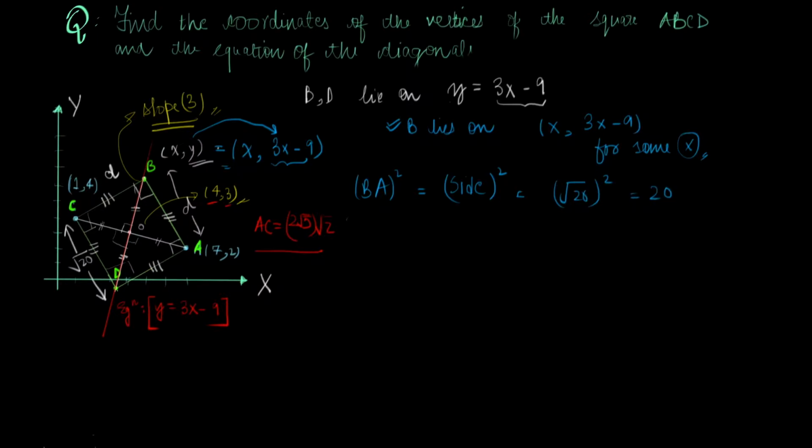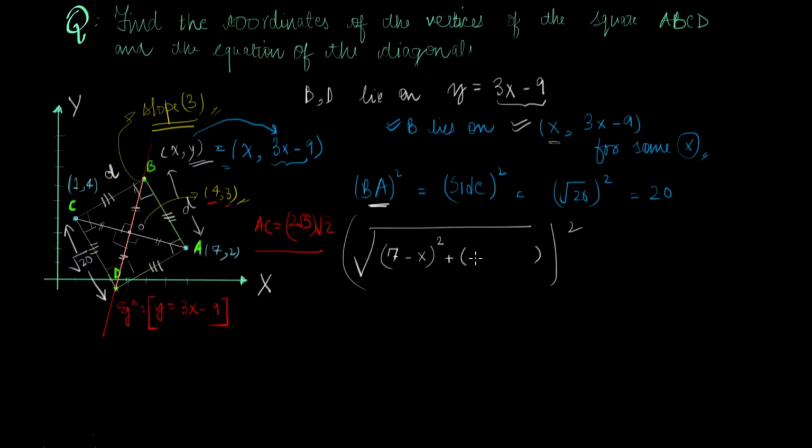So, changing my pen once again, what I can do at this point is, let me assume that B is of this form. Then the length BA, if A is (7, 2), would be the square root of 7 minus the x-coordinate of B. 7 is the x-coordinate of A minus the x-coordinate of B, squared, plus the difference in the y-coordinate.